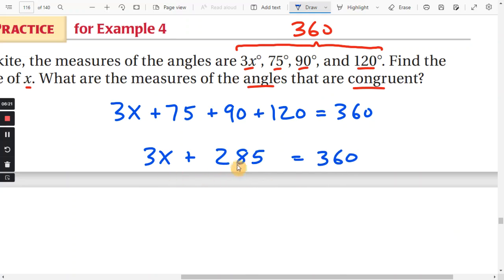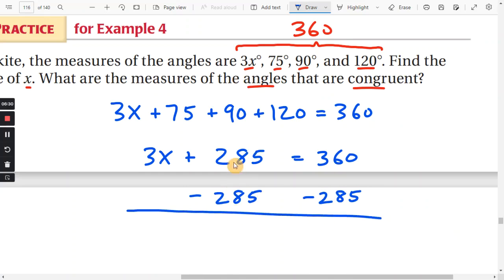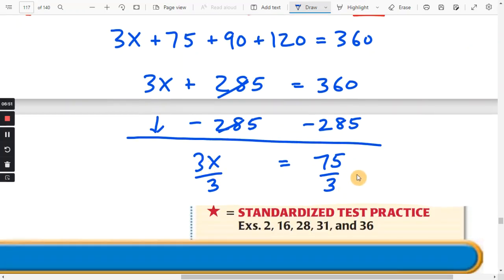All right, solving for x, the opposite of plus 285 is minus 285. Cancels here. Bring down your 3x. 360 minus 285 is going to be 75. Okay, solving for x, you divide both sides by 3. And 75 divided by 3 is 25.